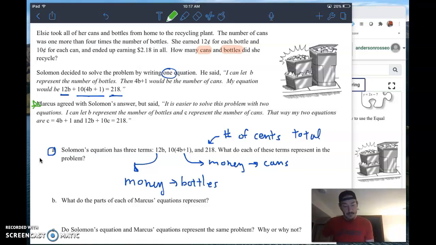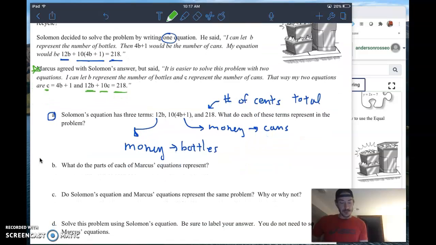And he says that way, my 2 equations are C equals 4B plus 1, and 12B plus 10C equals 218. What do each parts of Marcus's equation represent? Well, let's talk about this one first.